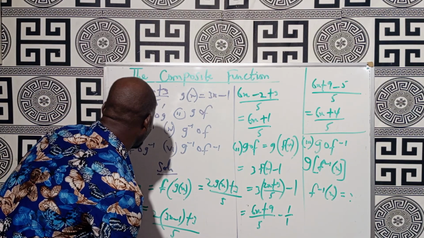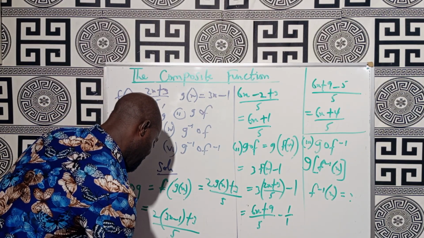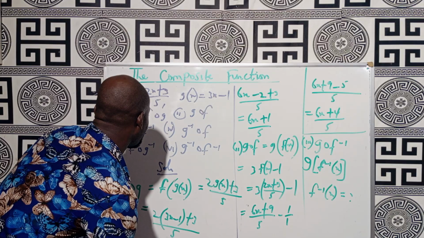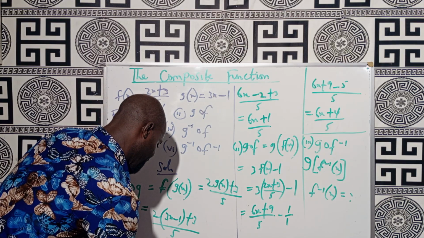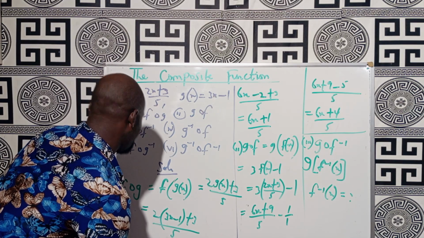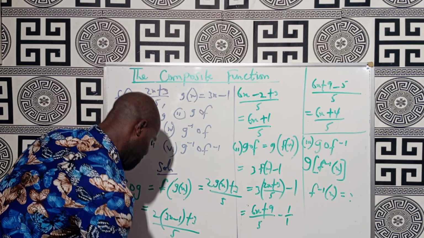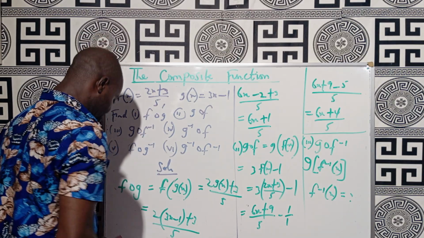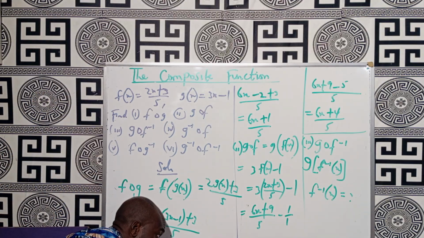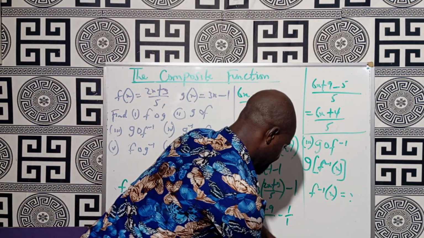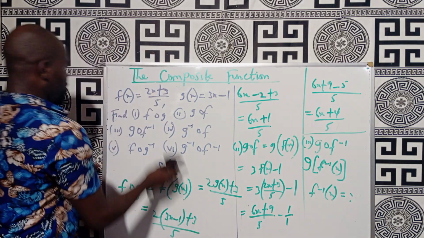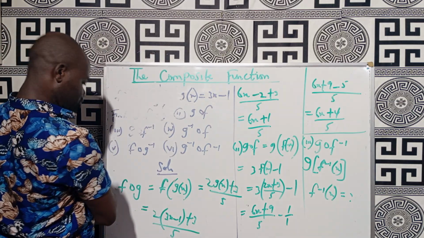Then I'm asked to find the following: g of f minus 1, g minus 1 of f, f of g minus 1, and g minus 1 of f minus 1. So I'm trying to write it down before I clean it. So let me clean it now. Let me clean the question. I should not clean that.